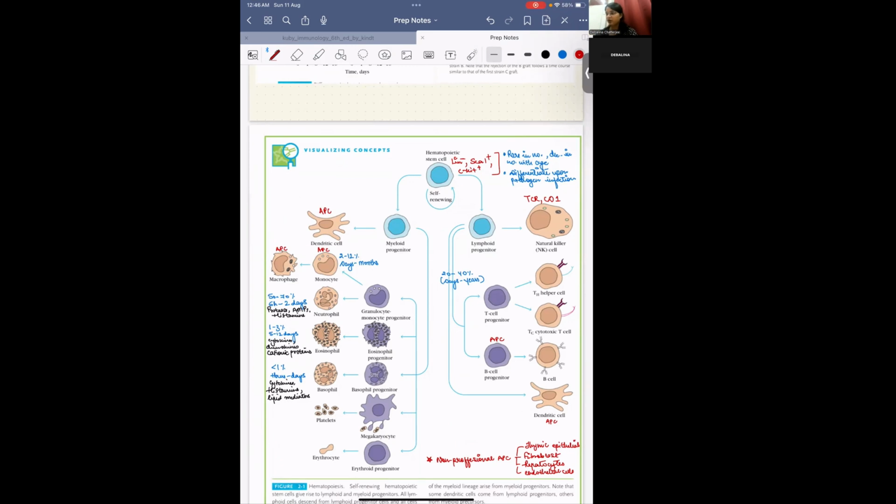So to begin with, all the cells that we have been reading about so far, they all arise from a common parent cell, which we call the hematopoietic stem cell. So it's a multipotent stem cell that can give rise to all the cells that are present in your blood. So from this hematopoietic stem cell, we have two major progenitor cells that give rise to different lineages of cells.